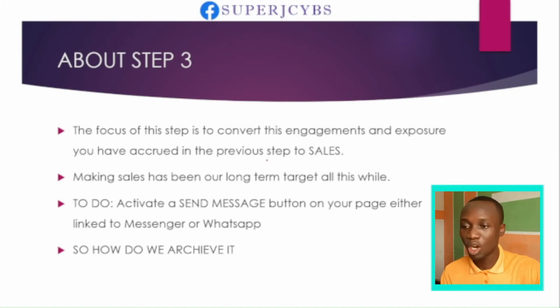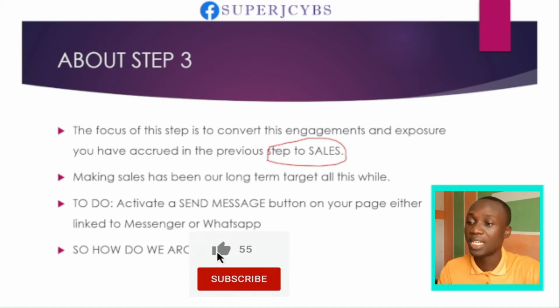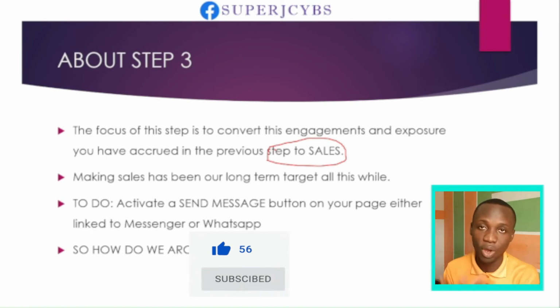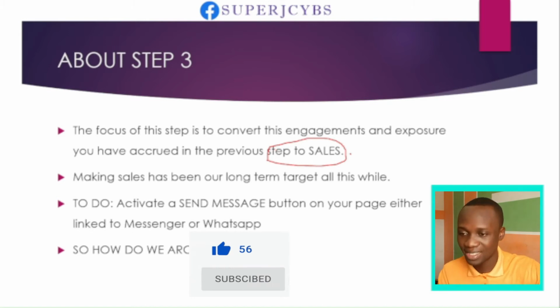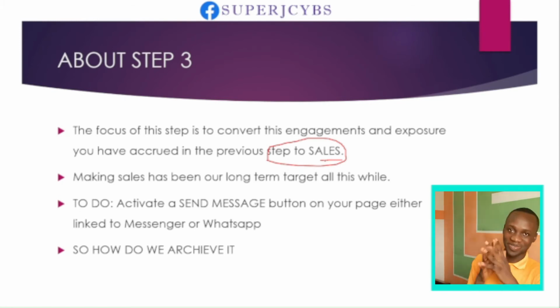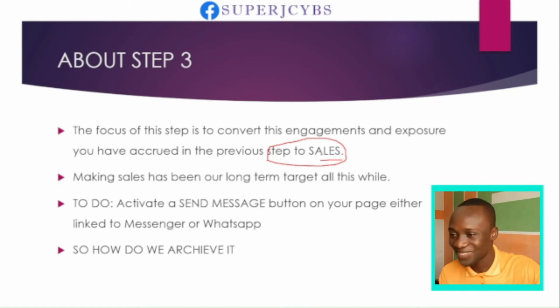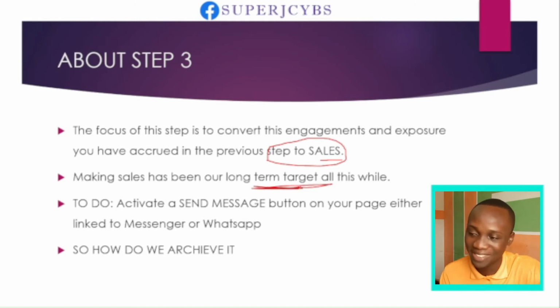So you get all of those people who are watching and following you, your statuses and your stories, getting into your links, coming to your page, liking and following and liking your services and your items. Now they come and say, I want to buy this. They place an order. Yes, that is where the money thing starts. So don't forget about it. Making sales has been the long-term target all this while.